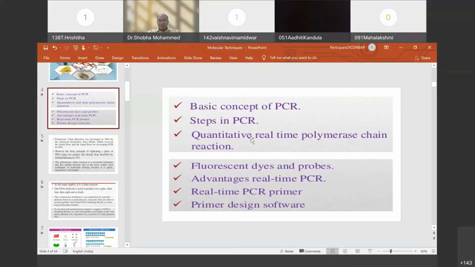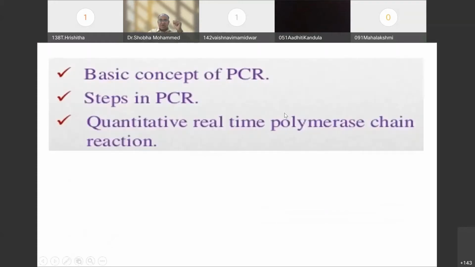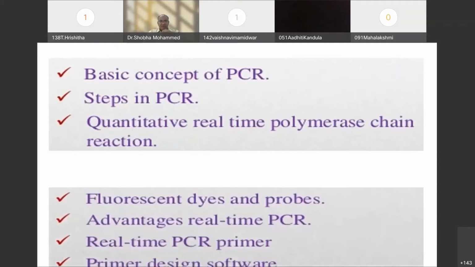Then we are going to concentrate today on quantitative real-time polymerase chain reactions, like how we are going to detect the quantity of that particular antigen. So how are we going to detect it? This is what we have to do today, and we concentrate on this to learn and explore more points.